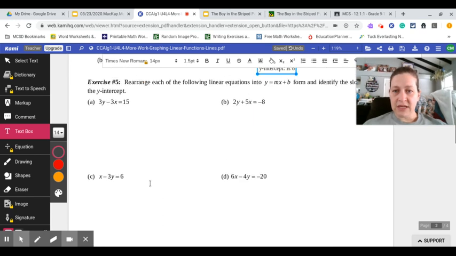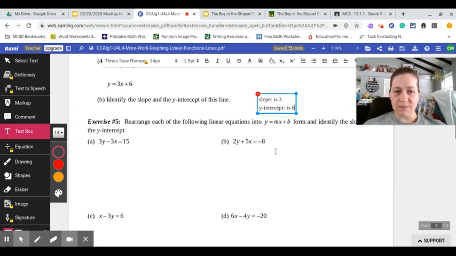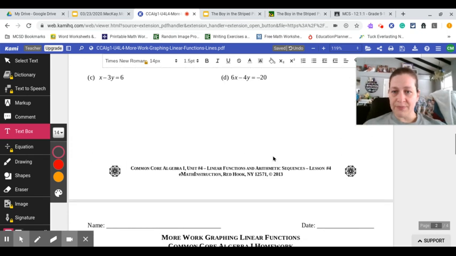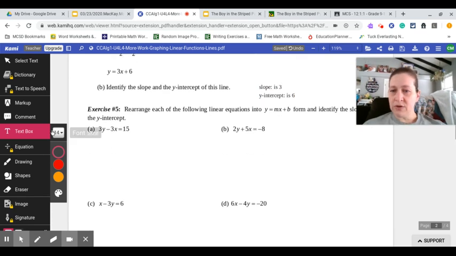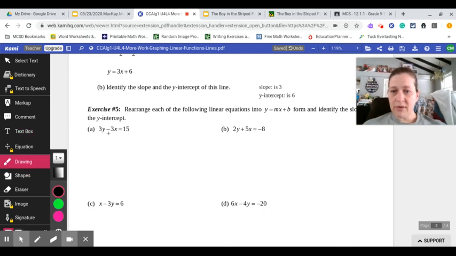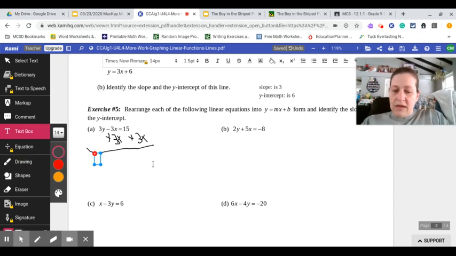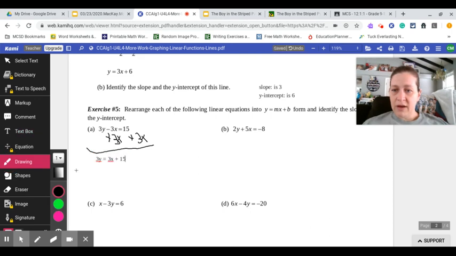For number 5, it says rearrange each of the following linear equations into y equals mx plus b form and identify the slope and the y-intercept. Sorry, I was checking to see how many other questions there were. So first thing I'm going to do is add 3x to both sides. That gives me 3y equals 3x plus 15.